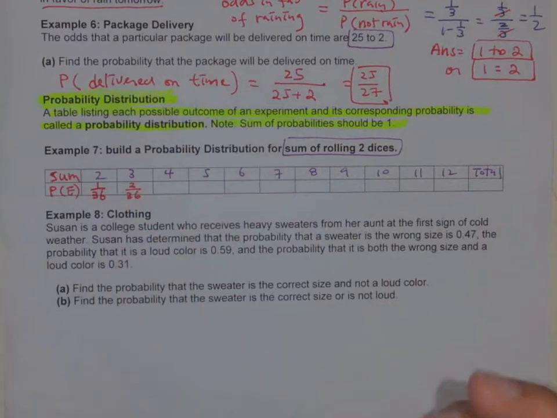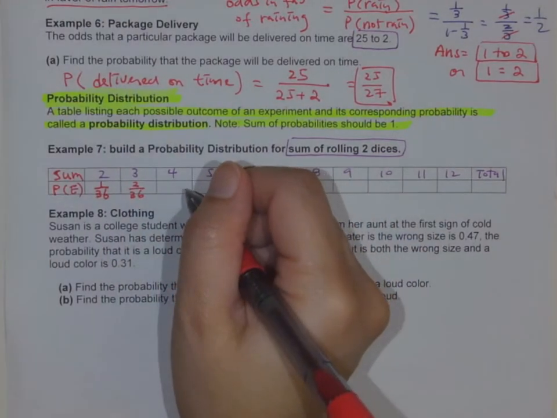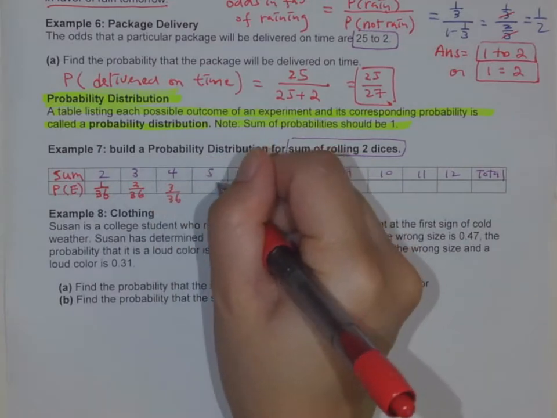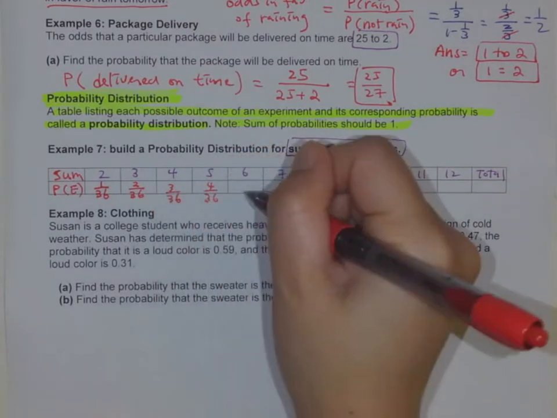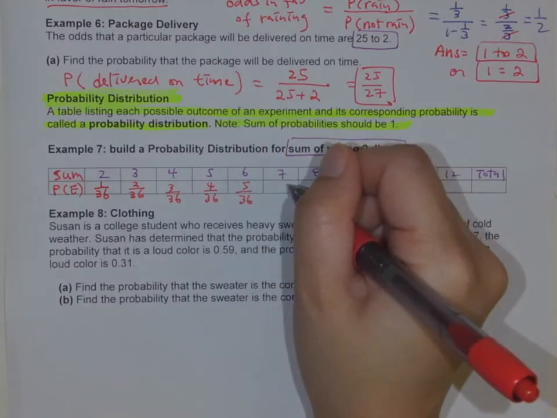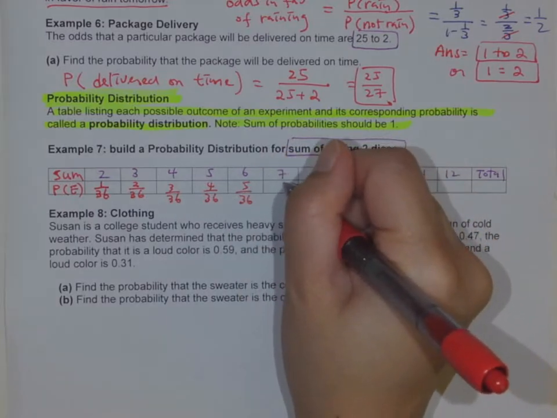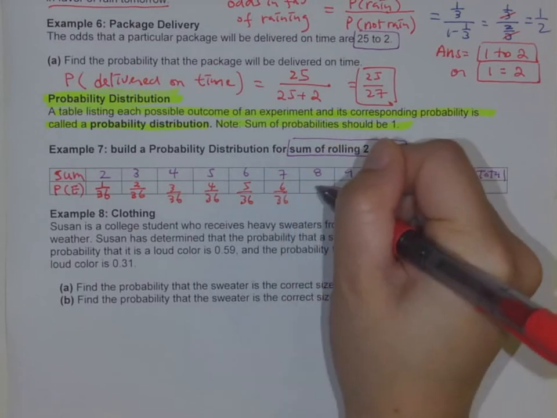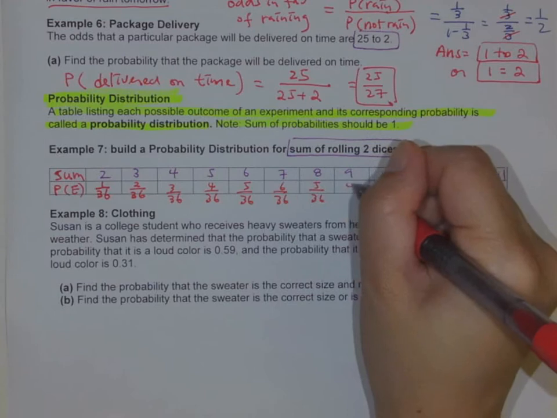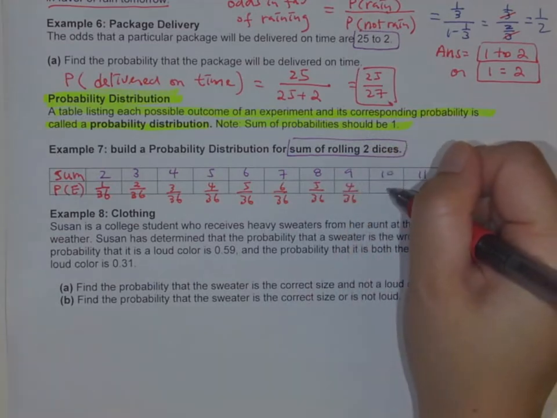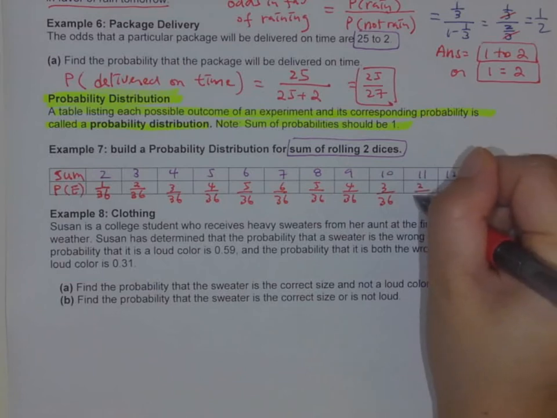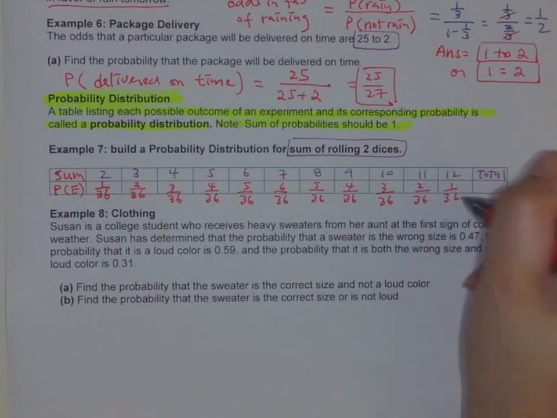So take a minute and write that down. For 4 is 3 out of 36, for 5 is 4 out of 36, for 6 is 5 out of 36. It looks like there's a pattern. And then 7 is going to be 6 out of 36, and then it drops back down like 5 out of 36, 4 out of 36, 10 is 3 out of 36, 11 would be 2 out of 36, and then 1 out of 36.